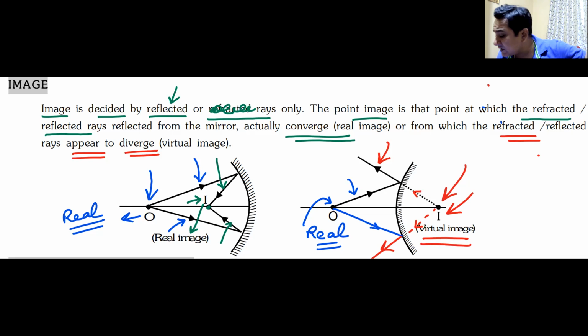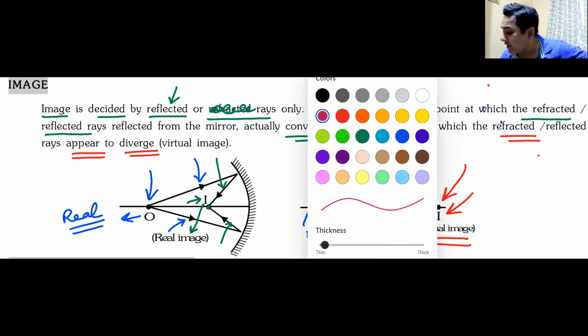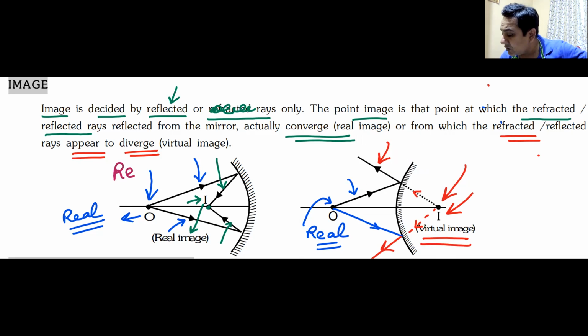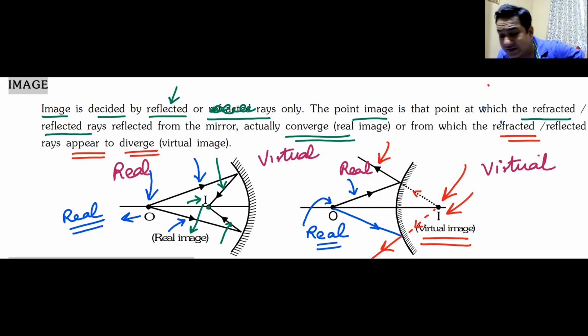The other way of understanding this is very simple. As you can see, this is my real world and this side is my virtual world. Do we understand this? This is my real world and this is my virtual world. As you can see, the object is on the real side.